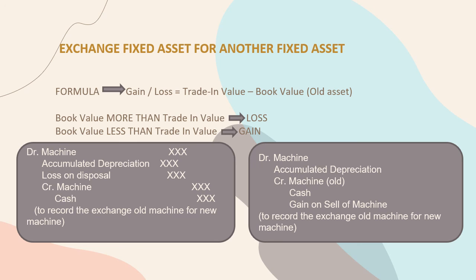So we look at the example of journal entry. Debit machine, accumulated depreciation, loss on disposal, and we credit machine and cash. The explanation is to record the exchange of old machine for new machine. Another one, debit machine, accumulated depreciation, credit machine, credit cash, and credit gain on sale of machine. The explanation is to record the exchange of old machine for new machine.